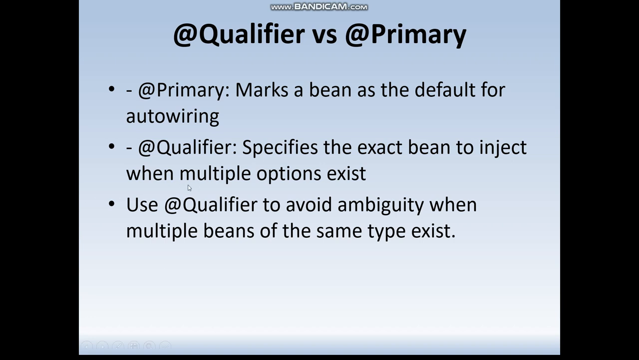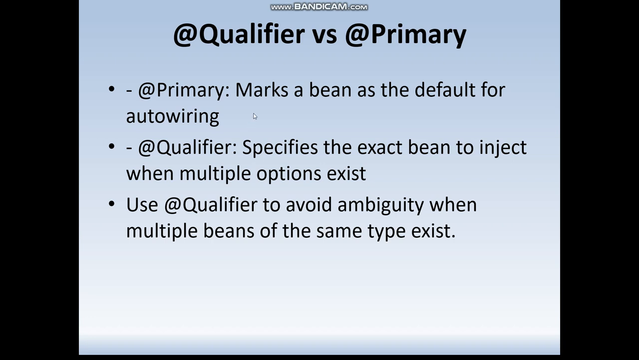So to resolve that, we use @Qualifier. Basically, it helps in defining which particular bean we need to use. But sometimes, if we are sure which particular bean we need to use, then we go for @Primary. So basically, @Qualifier we use when we need to resolve the ambiguity, but we are unsure which bean we need to use. So then we use @Qualifier.